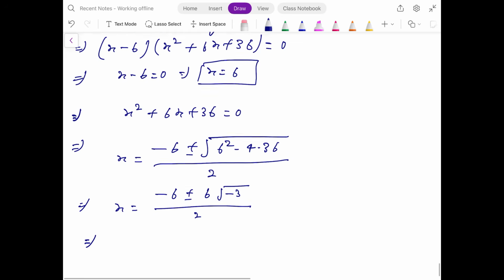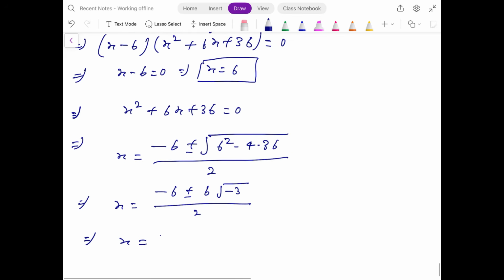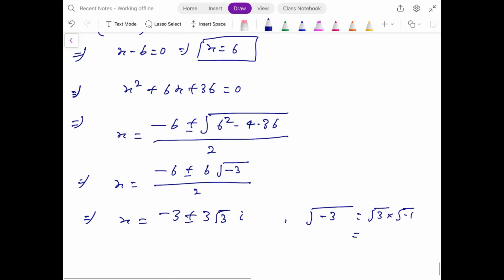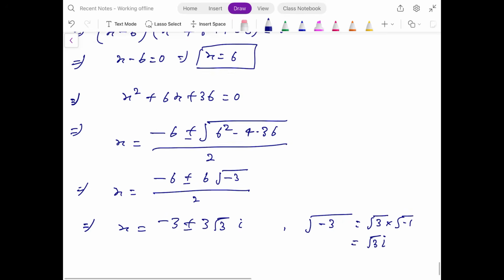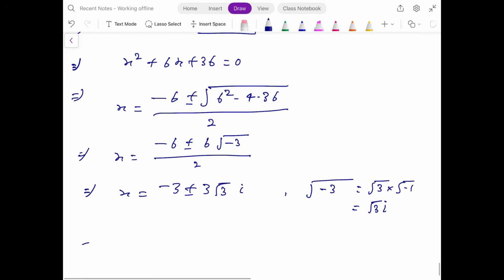Further, if we simplify the right hand side, we will have x equal to minus 3 plus minus 3 times square root of 3 iota. Here we can write square root of minus 3 as square root of 3 multiplied by square root of minus 1. So the square root of minus 1 is nothing but iota. So square root of minus 3 can be written as square root of 3 iota. From here we have the values of x as x equal to 6 and minus 3 plus minus 3 square root of 3 iota.